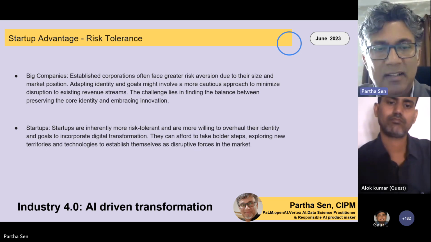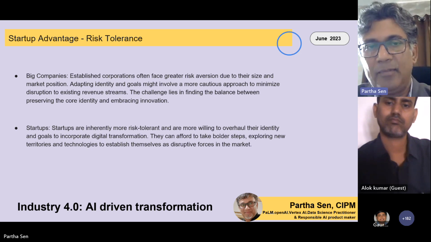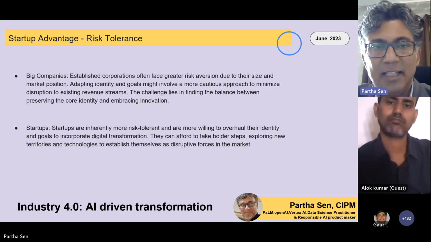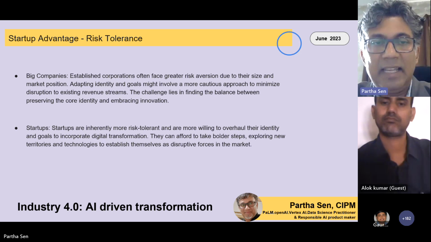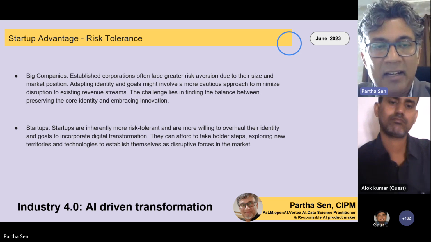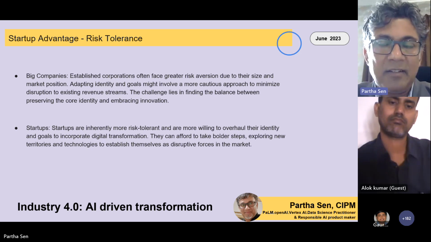Again, the risk part. The risk is very low for the startup. The reason is that they know what to do and what their goal is. They know how to change, and they can assess. They know how to be tolerant to risk and how to mitigate it. Big companies are probably smarter than startups. They have the workforce, but again they have the problem of that particular legacy. So here again, startups are getting the advantage.